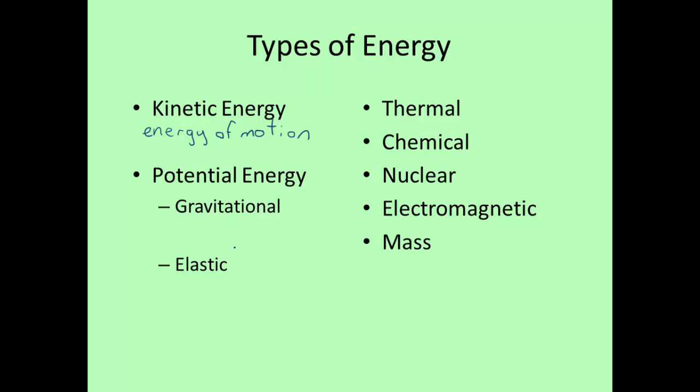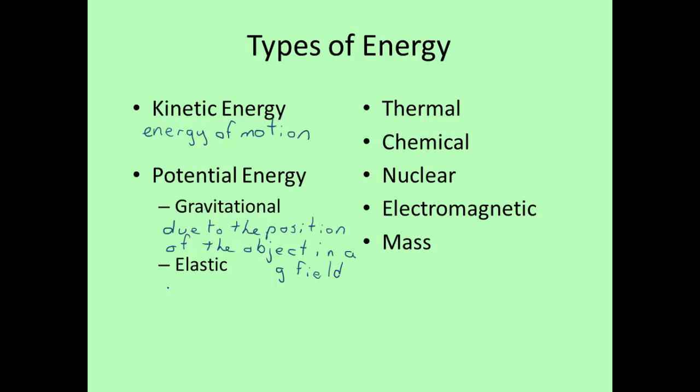With potential energy, we have to break it up into two smaller categories. First is gravitational potential energy, which is due to the position of an object in a gravitational field. So again, due to the position of the object in a G field, in a gravitational field.